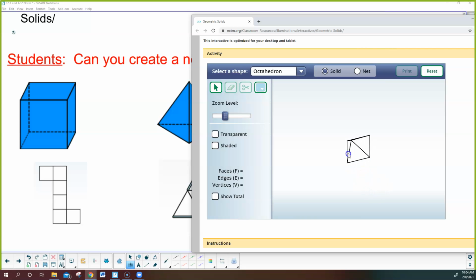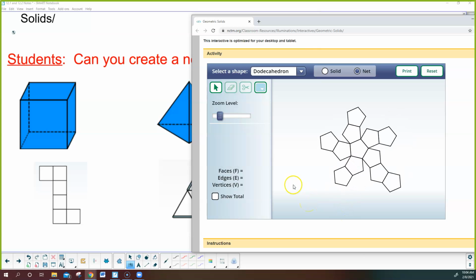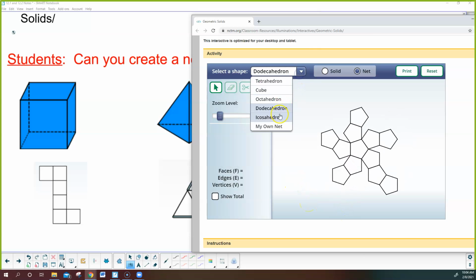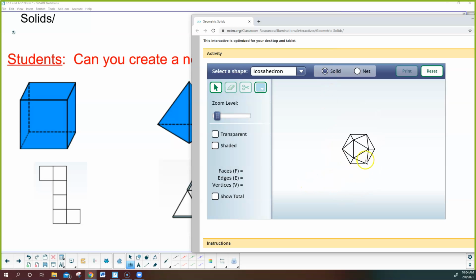If you've played the game Sims, this might look familiar. You could turn that. This one's kind of cool, a dodecahedron. I like the net of that one. A little funky. The icosahedron is made up of, I think, 20 triangles. You could watch that turn into a shape and then take a look at it.